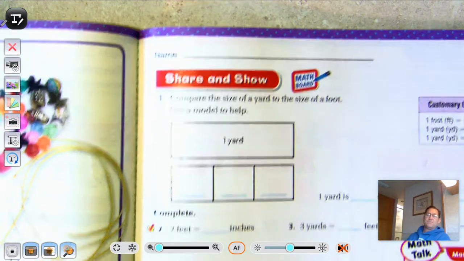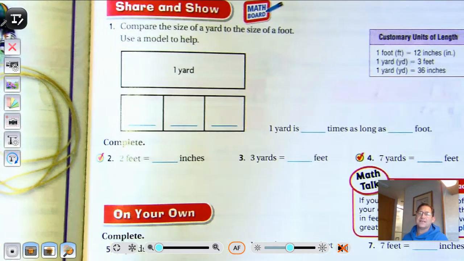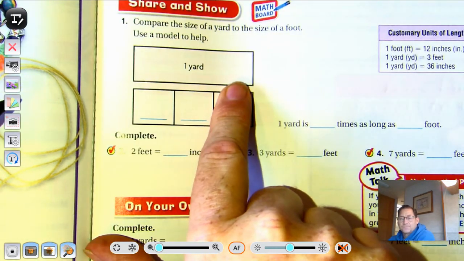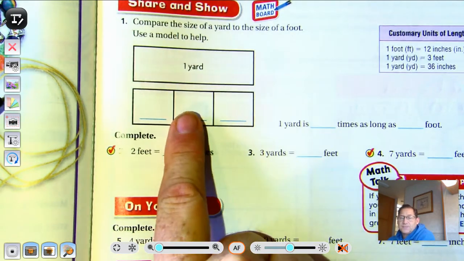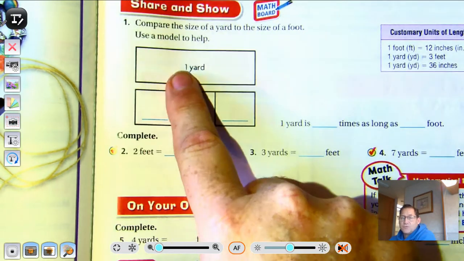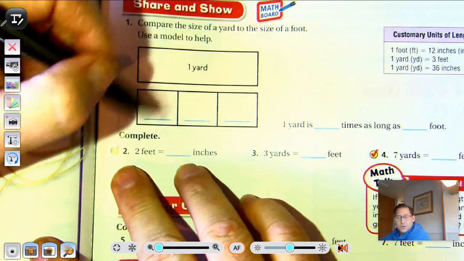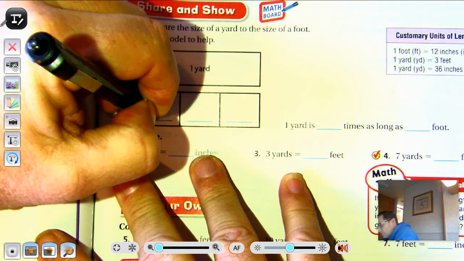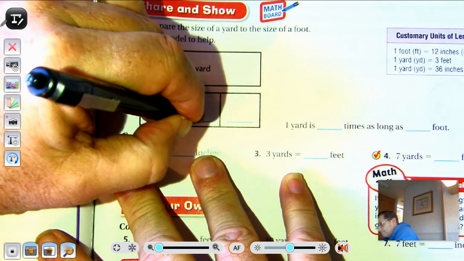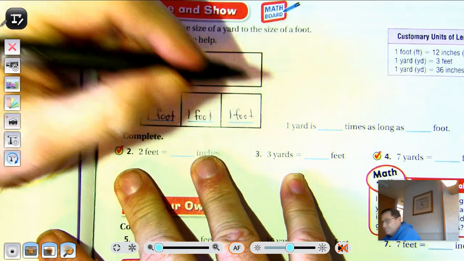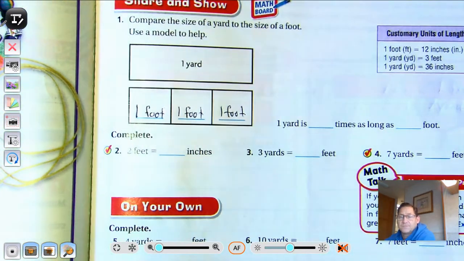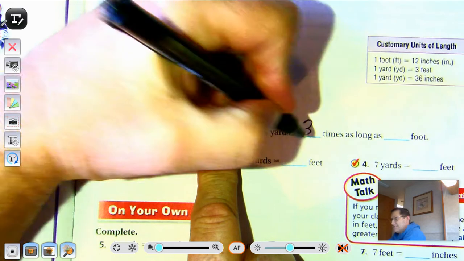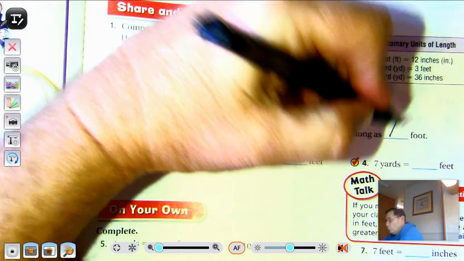Page 477. Compare the size of a yard to the size of a foot. Use a model to help. Well, here we have 1 yard. It would take me 3 12-inch rulers to equal 1 yard. So we're going to use either inches or feet. Well, for the sake of this model, let's put 1 foot, because every ruler that has 12 inches in it is 1 foot. So 1 yard is how many times bigger? It's 3 times as long as 1 foot.